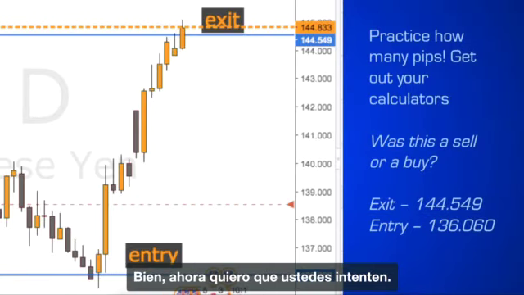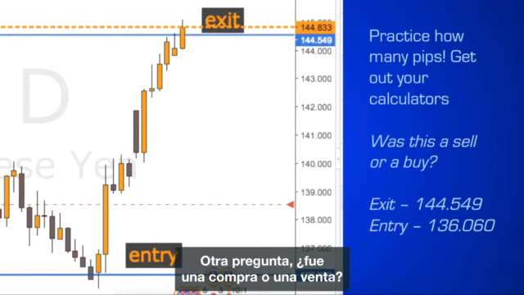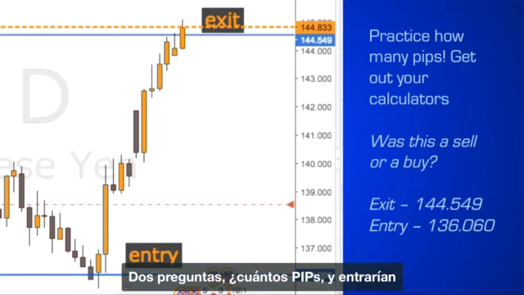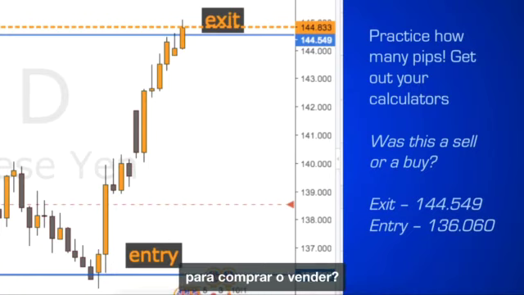All right, now I want you to try. Practice. How many pips did you get? If you entered, notice at the bottom, your entry is at 144.549 and you exit at 136.06. How much did you gain? And here's another question. Was this a buy or a sell? Why would you get in for this? Would you get in for a buy or would you be getting in for a sell? So 2 questions. How many pips and would you be getting in for a buy or a sell?